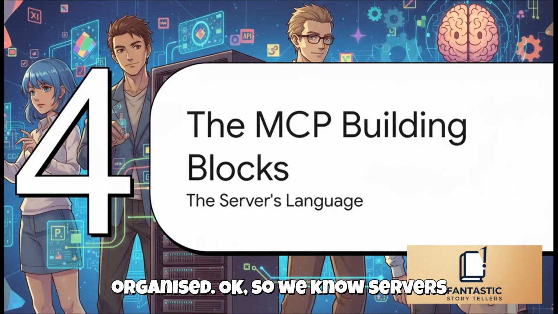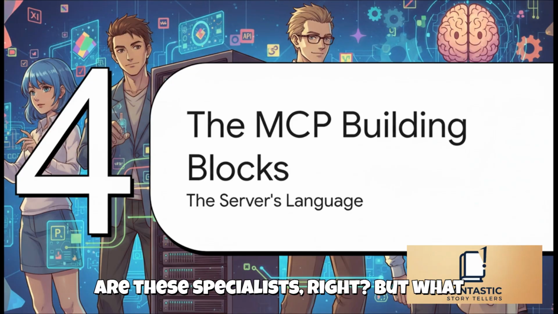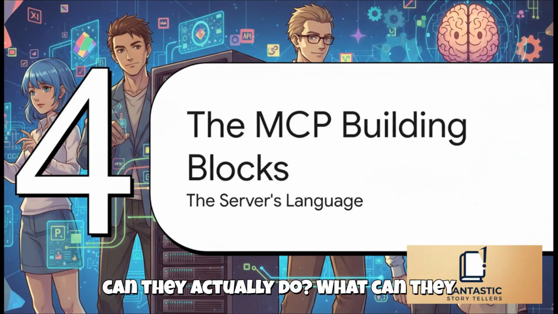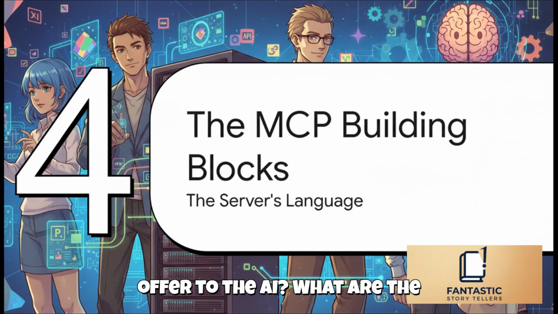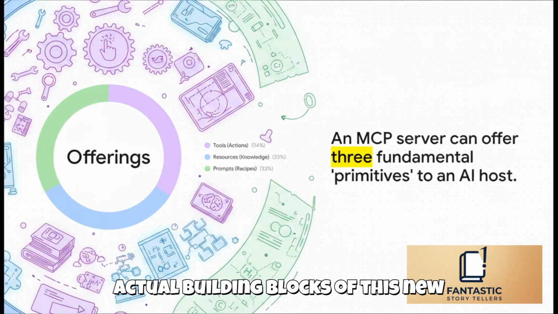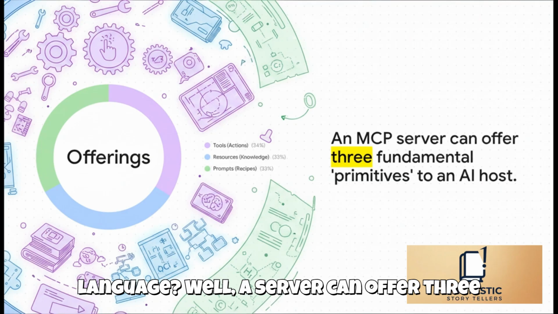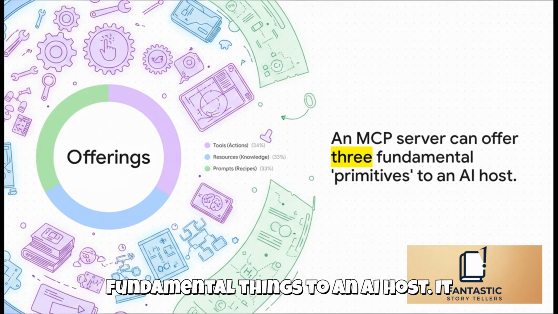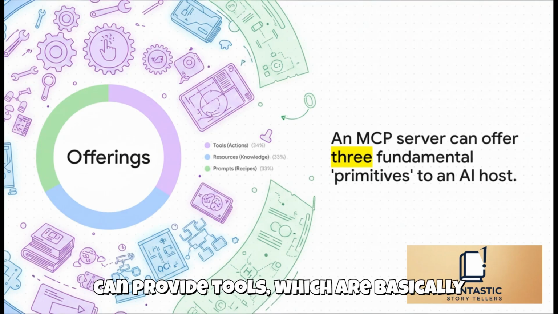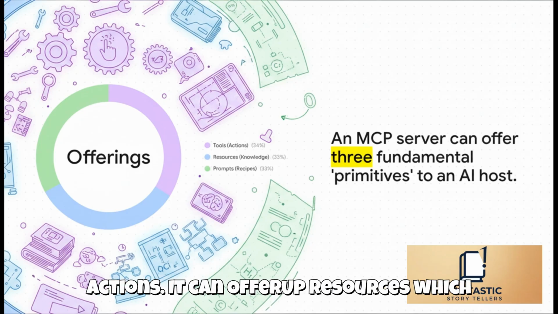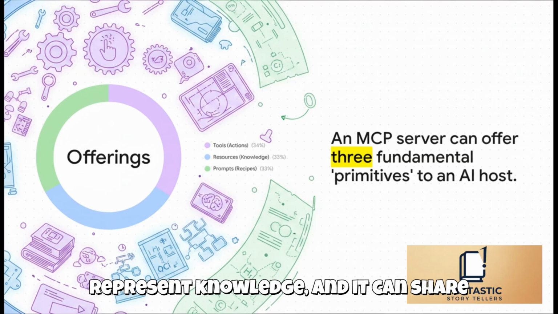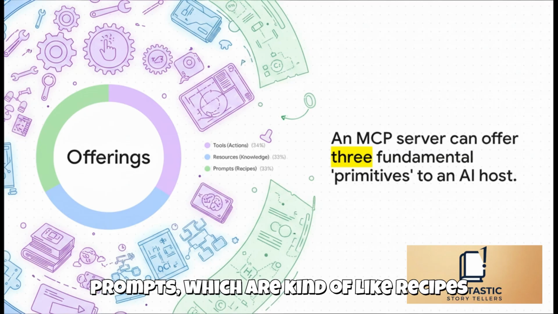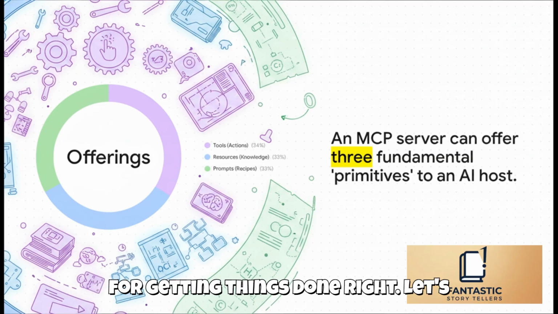Okay, so we know servers are these specialists, right? But what can they actually do? What can they offer to the AI? What are the actual building blocks of this new language? Well, a server can offer 3 fundamental things to an AI host. It can provide tools, which are basically actions. It can offer up resources, which represent knowledge. And it can share prompts, which are kind of like recipes for getting things done right.